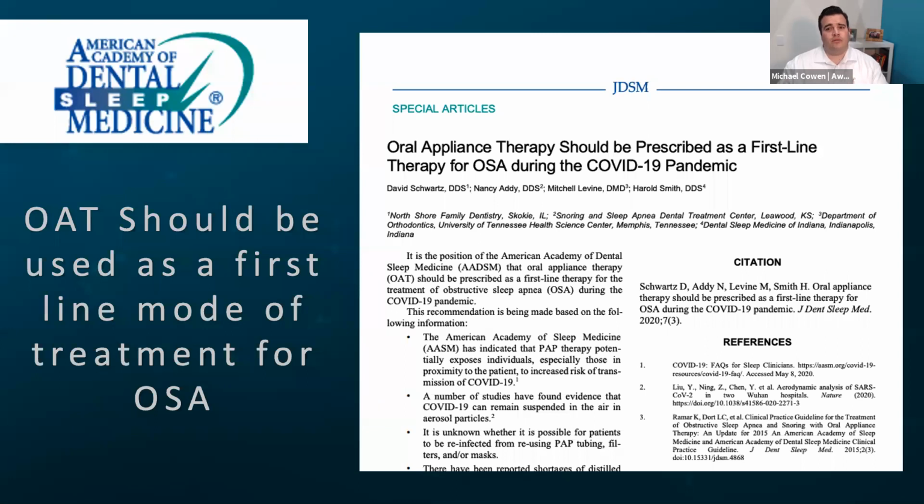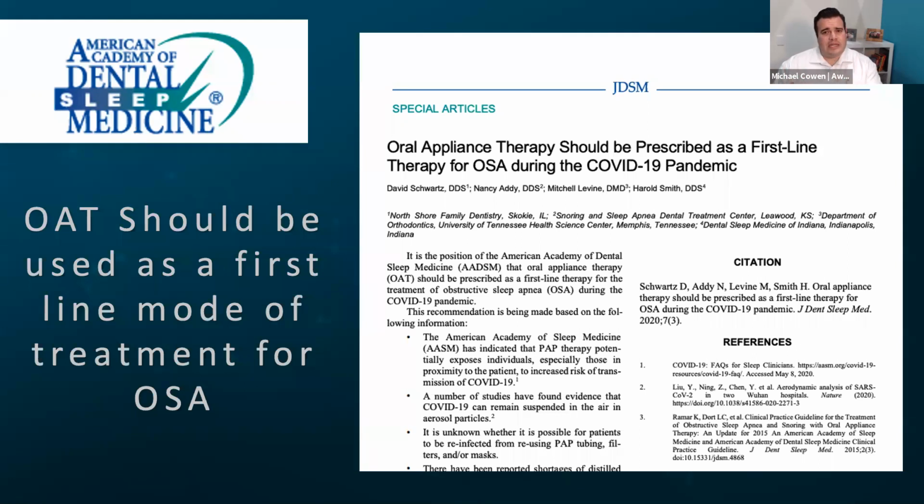Well, this year, due to COVID, the recommendation from the American Academy of Dental Sleep Medicine is that oral appliances are used as first-line treatment for all sleep apnea, not just mild and moderate, because CPAP use actually aerosolizes the COVID virus. So that was one of the considerations and components that they published earlier this year. So that's important to know.